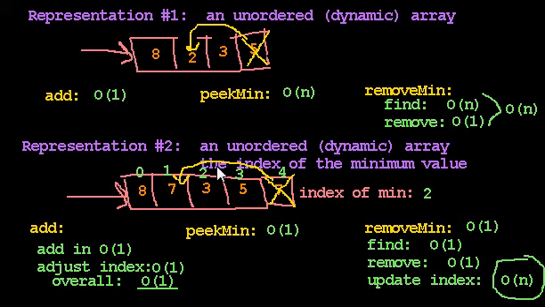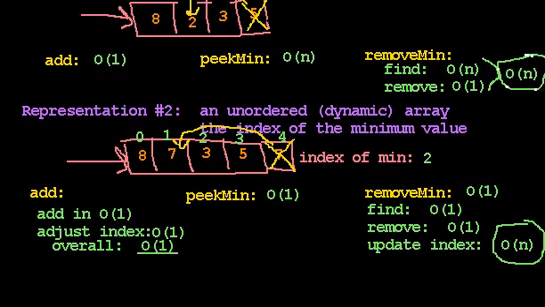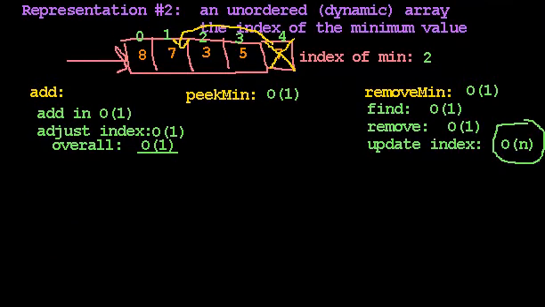So where did we get to? We originally had peek constant and remove linear. When we introduced the index, that gave us still constant for add, but now constant for peek min. So this is a win. We made peek min faster. We're not disappointed in that. Let's try another way.